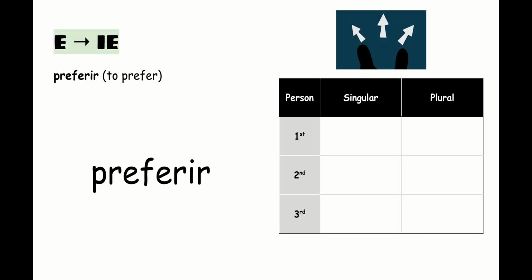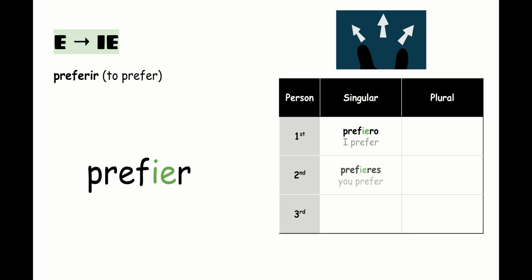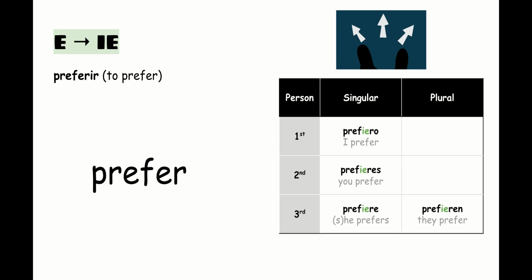Preferir means to prefer, and this is an E to IE verb. So to conjugate it, we're going to find the stem, find that last E, and change it to IE. Prefier, and we can conjugate it prefiero, prefieres, prefiere, prefieren. Again, using the IR endings because it's an IR verb. And then doing the nosotros and vosotros forms, we change it back to prefer and say preferimos and preferís.